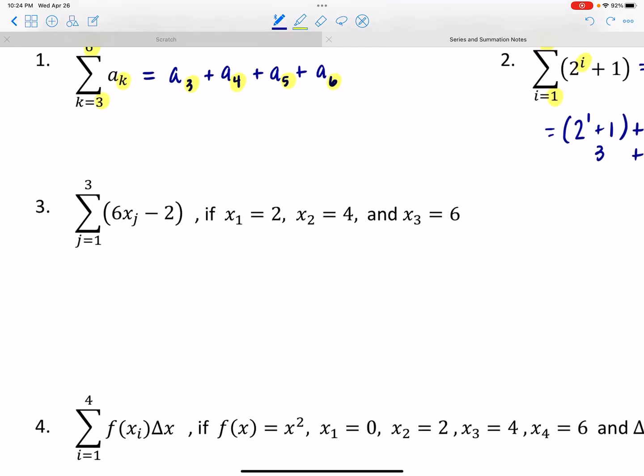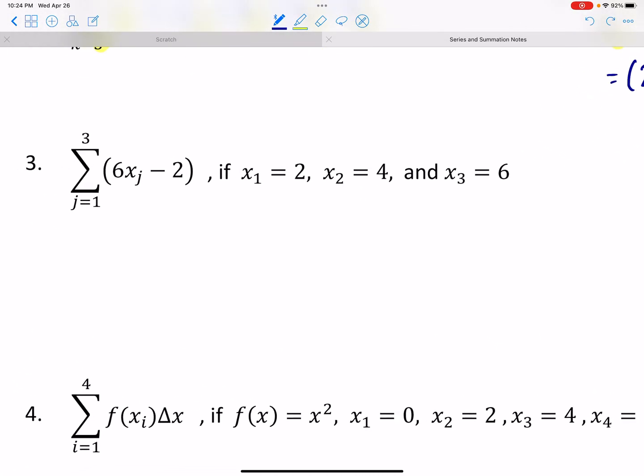Alright, so let's try this again. Number 3 says find the sum, and our function is 6 x sub j minus 2, and then it gives us some definitions for x sub 1, x sub 2, and x sub 3. The first thing we want to do is just expand this sum out by replacing our index of summation with all of the natural numbers from 1 to 3. So this is going to be 3 different terms here.